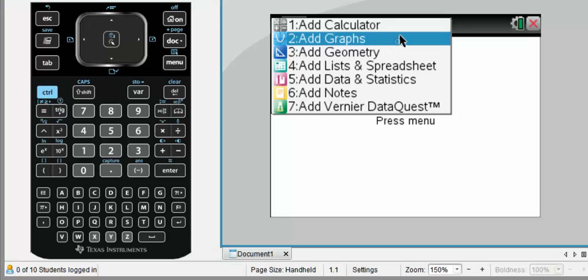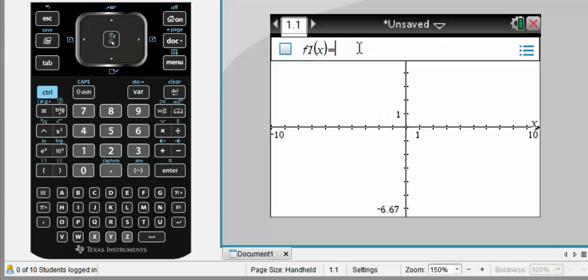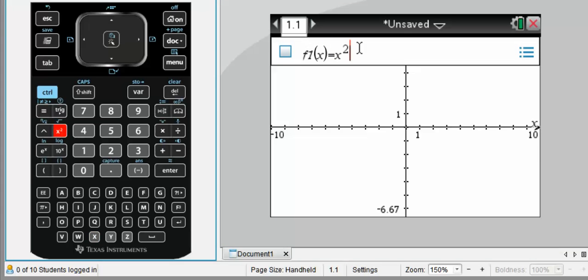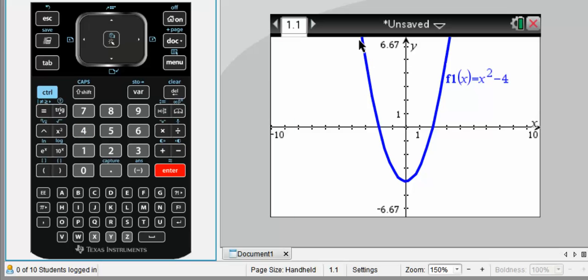We're going to add a graphs page, and now we'll enter our equation. This equation is x squared minus 4. It's a simple equation, and we'll press enter here.